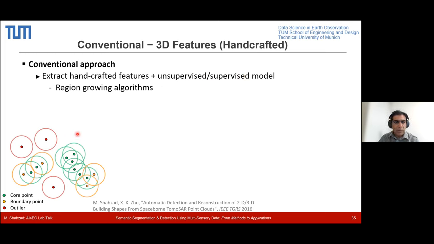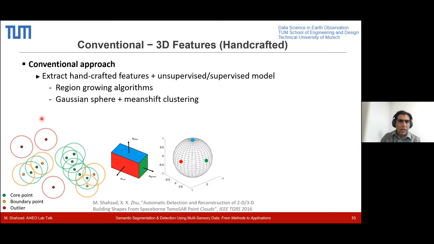Mostly, people used region growing approaches, like DBSCAN or constrained surface-normal-based region growing, where you define a neighborhood and then merge all the points within the neighborhood and grow the region. So this is one unsupervised way of doing this segmentation.